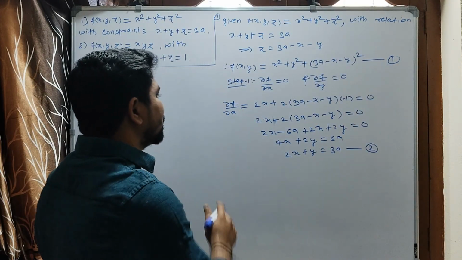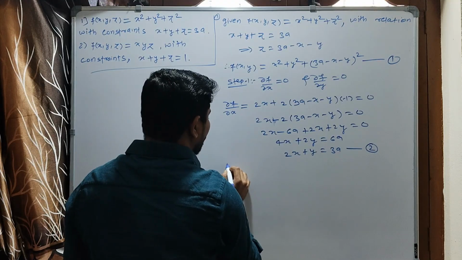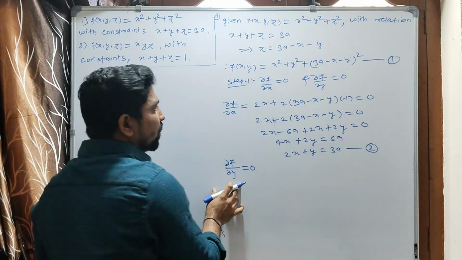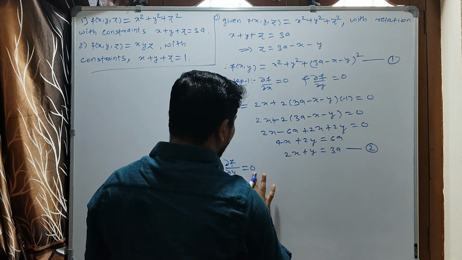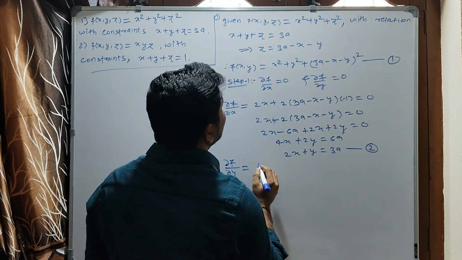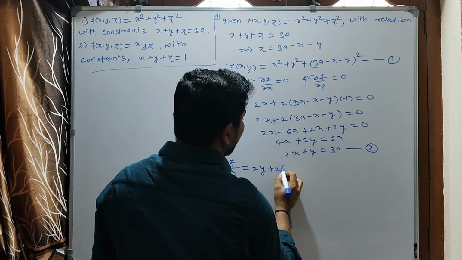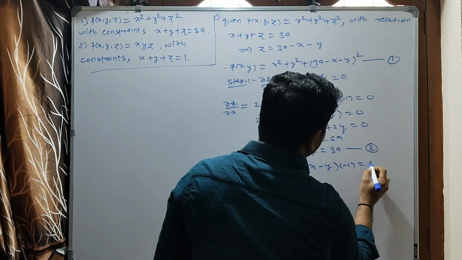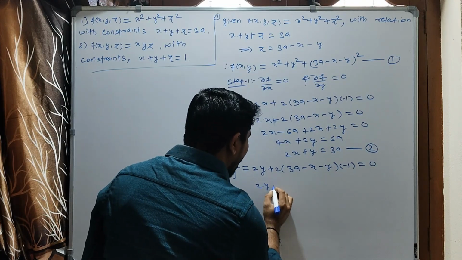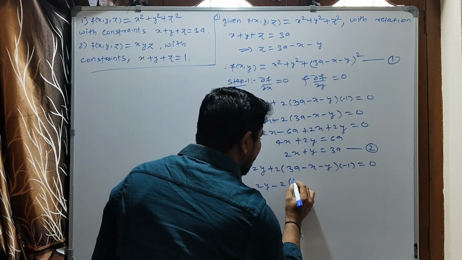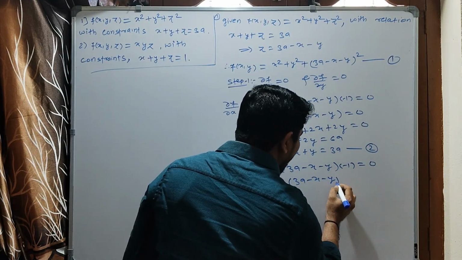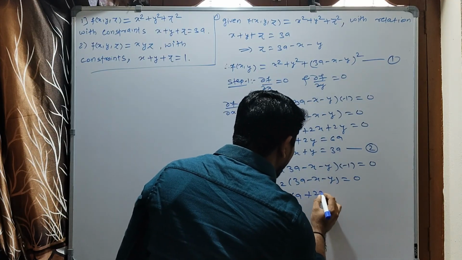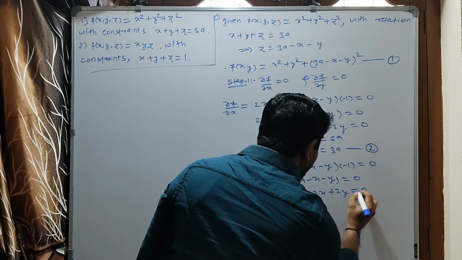Now in the same way I want to solve ∂f/∂y = 0. ∂f/∂y = 2y + 2(3a − x − y)(−1) = 0. This implies 2y − 2(3a − x − y) = 0, so 2y − 6a + 2x + 2y = 0.